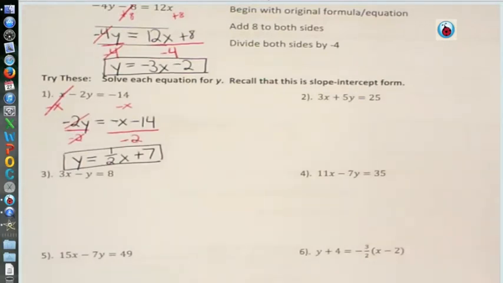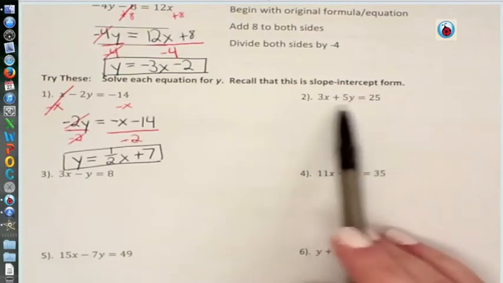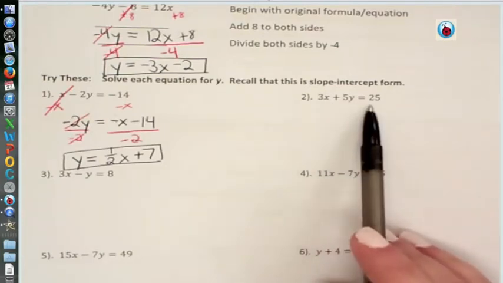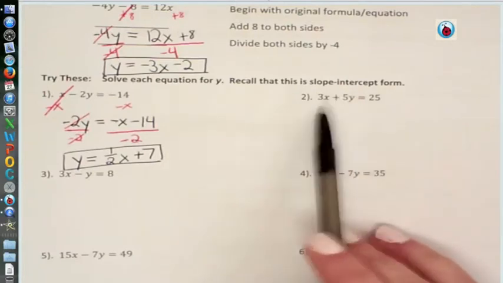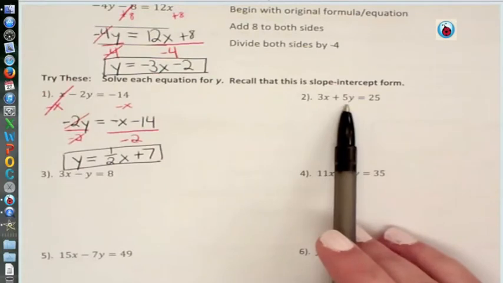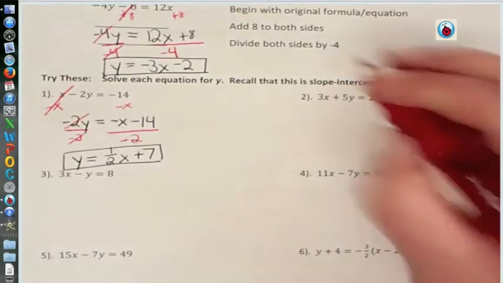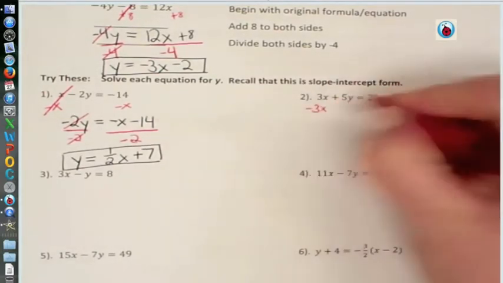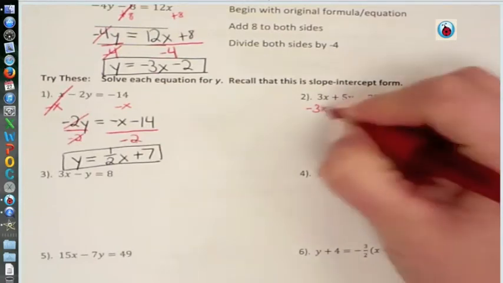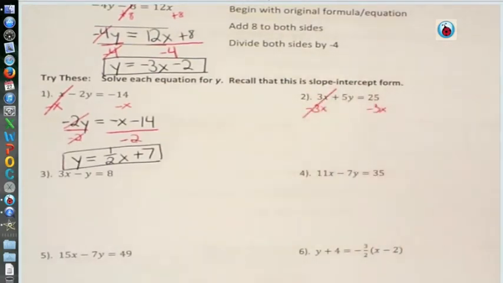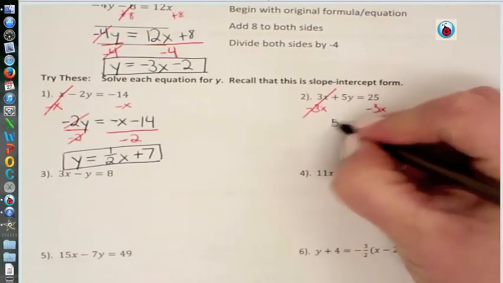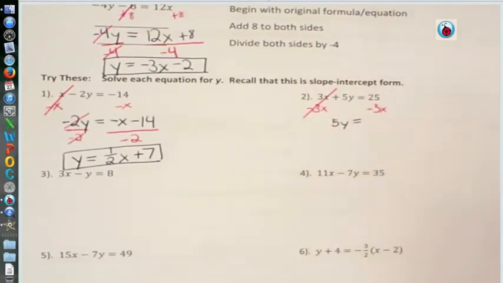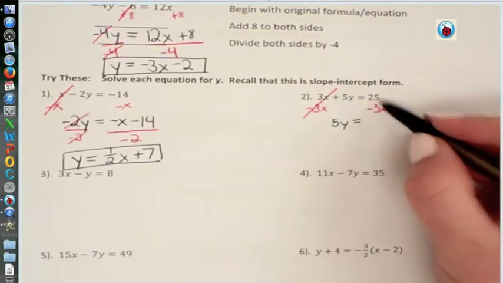Number 2 is very similar. 3x plus 5y equals 25. I'm going to do the same two steps. I'm going to get rid of the x term on the left-hand side. Then I'm going to divide by the coefficient. So we get rid of 3x by subtracting it from each side. Cancels. I end up with 5y on the left side. On the right side, I have 25 minus 3x.